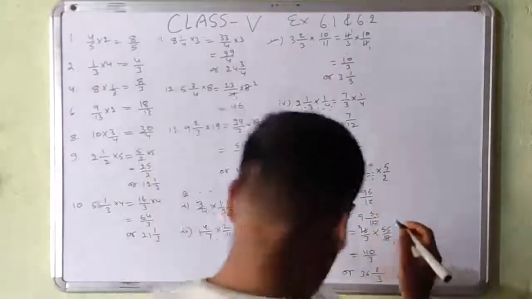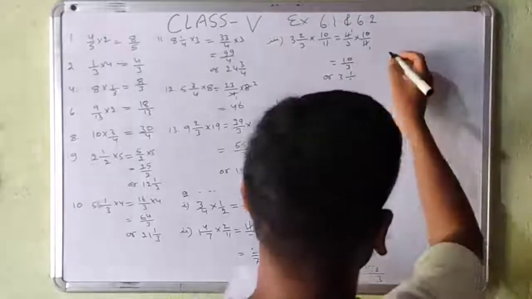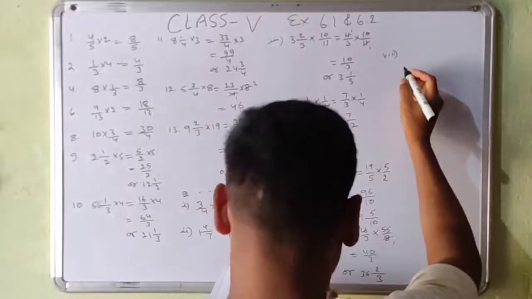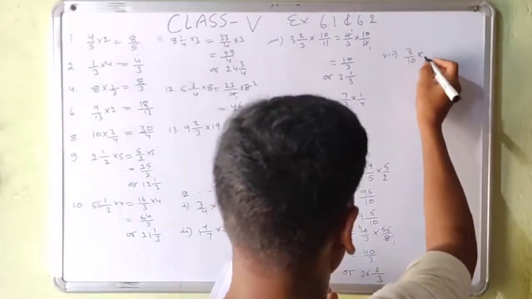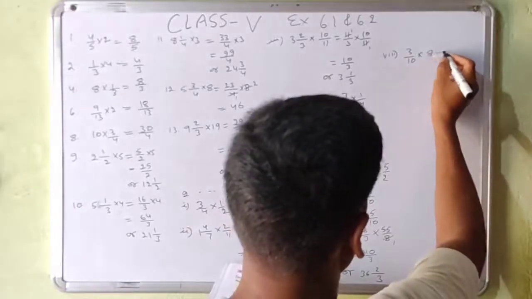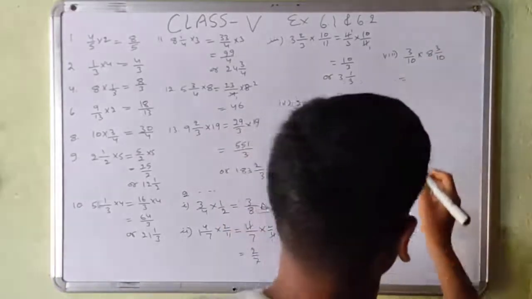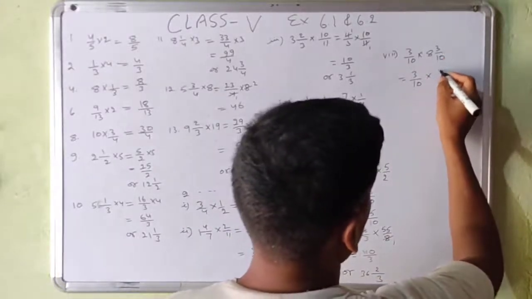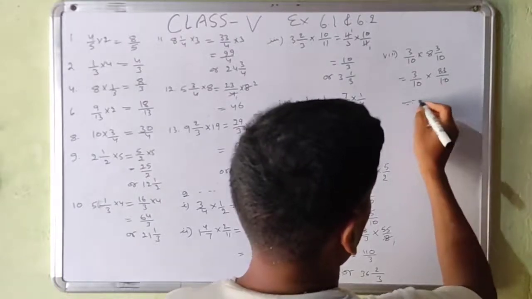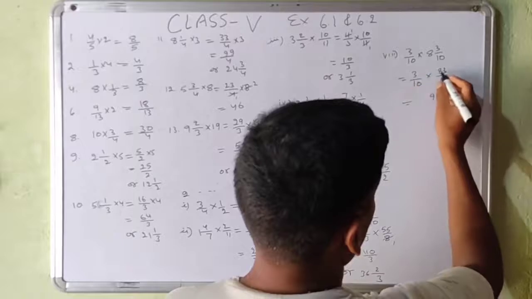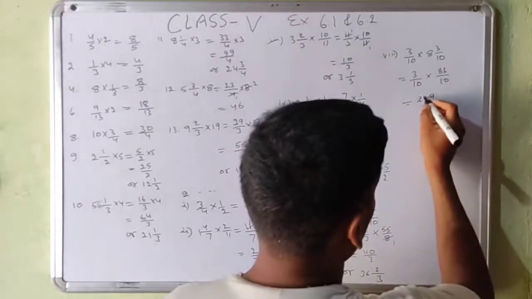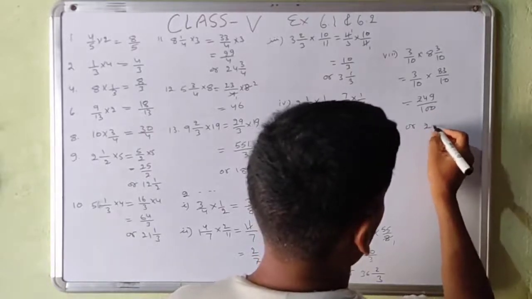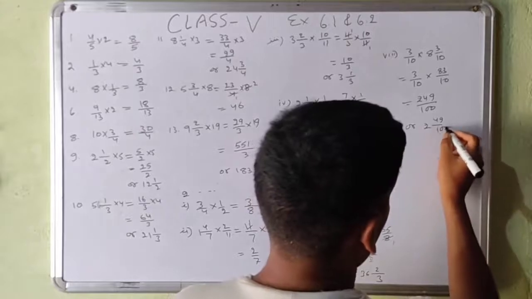And then the last question of this exercise, eighth question, 3 upon 10 multiplied by 8 whole 3 upon 10. What will be there? 3 upon 10 will be the same, 10 8s are 80 plus 3, 83 upon 10. So 3 3s are 9, 3 8s are 24 upon 10 10s are 100, or in mixed fraction that will be 2 whole 49 upon 100. Okay.